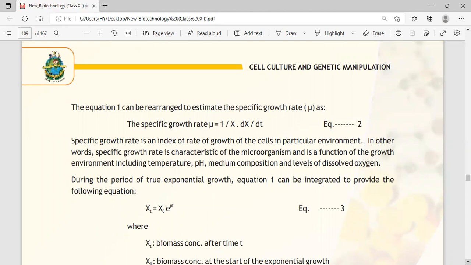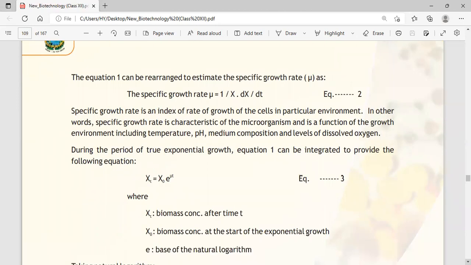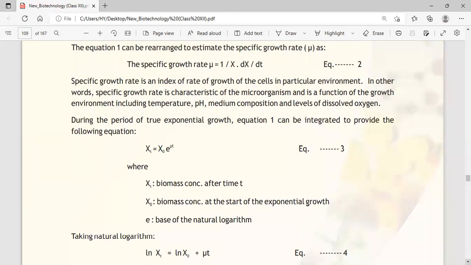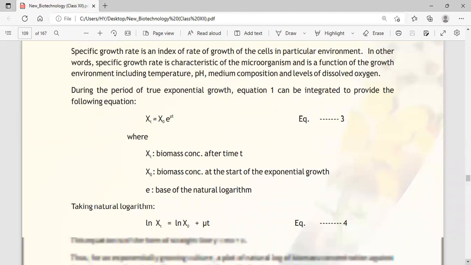In other words, the specific growth rate is a characteristic of the microorganism and is a function of the growth environment, including temperature, pH, medium composition, and the level of dissolved oxygen. During the period of true exponential growth, equation 1 can be integrated to provide the following equation: Xt is equal to X0 e^(mu t).